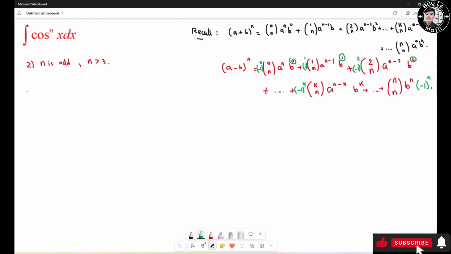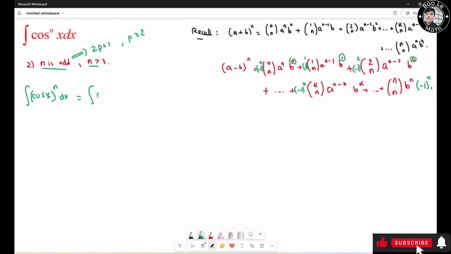Now we have the integral of cosine s to the n ds. Keep in mind, n is odd and n is greater than 3. So n could be written as 2p plus 1, right? And p must be greater than or equal to 2.